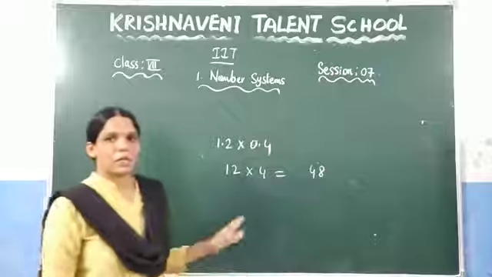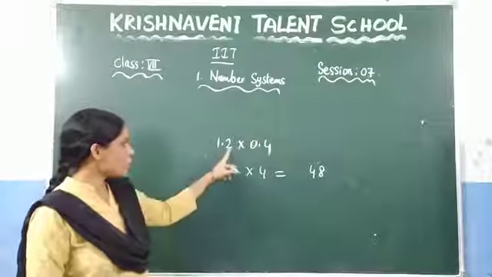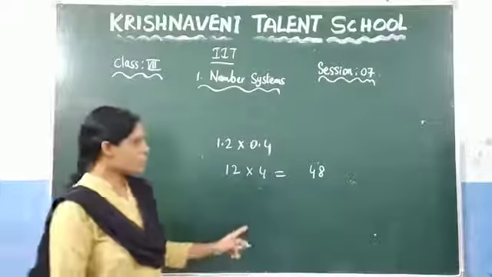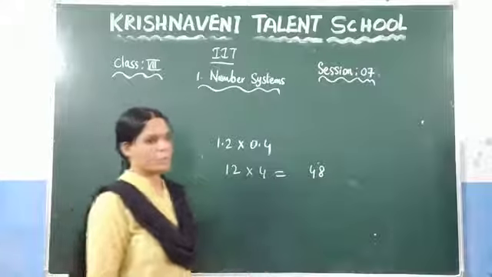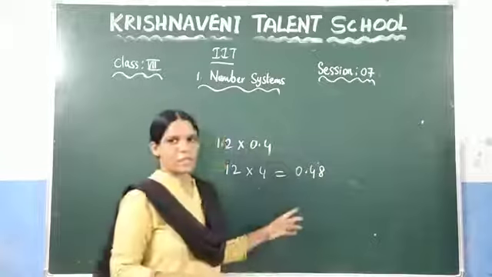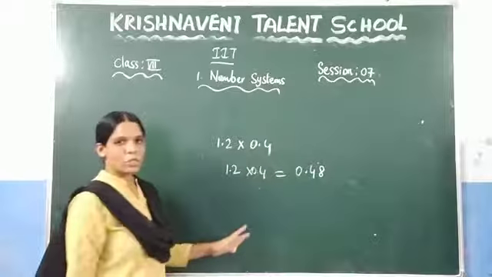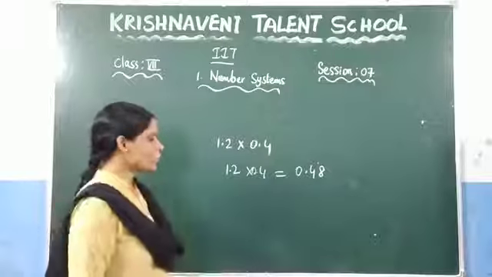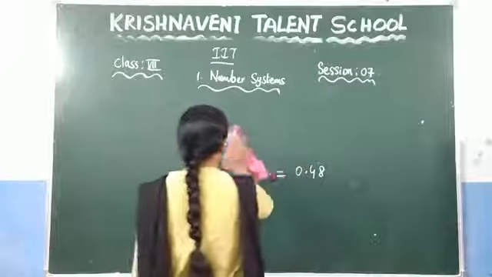And after that, count after the decimal point how many numbers are there. So here after the decimal point, one number is there, here one more number is there. Total 2 numbers are there. So starting from the right, count 2 numbers and before that keep the decimal point. So here 1, 2, here keep the decimal point so that you are getting the answer which is 1.2 into 0.4 as 0.48. Like that you can multiply if you have given 2 decimal numbers. Let us see here one more example.